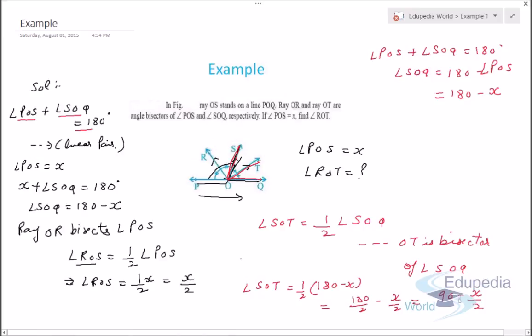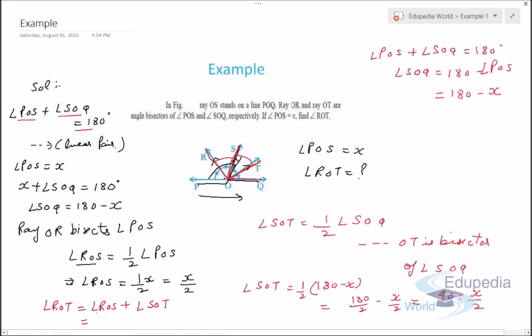So this is angle SOT. Now we need to find angle ROT. We can clearly see that, if we look at the figure, angle ROT can be written as this angle plus this angle, meaning angle ROS plus angle SOT.